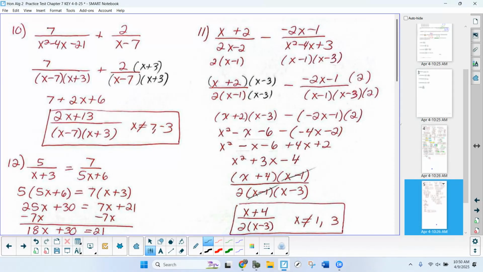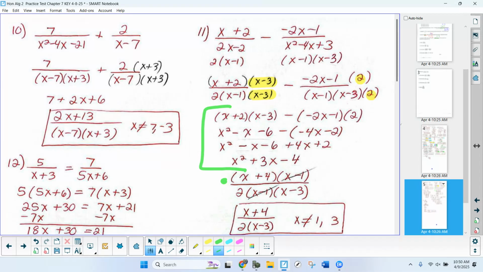How'd you guys do on 10? Okay. 11. Denominator was 2 times x minus 1, x minus 1, x minus 3. So this one here was missing x minus 3. This one here was missing a 2. So I worked here with just my numerator. Just my numerator. But I had to remember to put it over my common denominator.